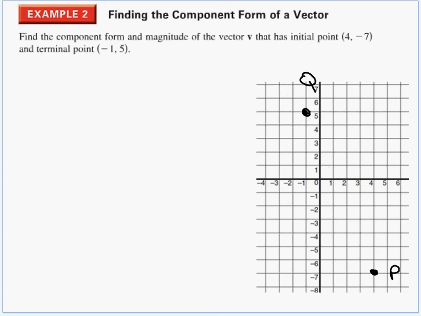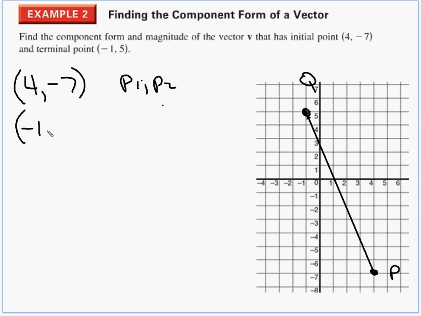And then we can draw an arrow from P ending at Q. So there's our vector. Let's do a little work over here. So that first point, our initial point, 4 comma negative 7, that's our P1, P2. The terminal point, negative 1, 5, is our Q1, Q2.